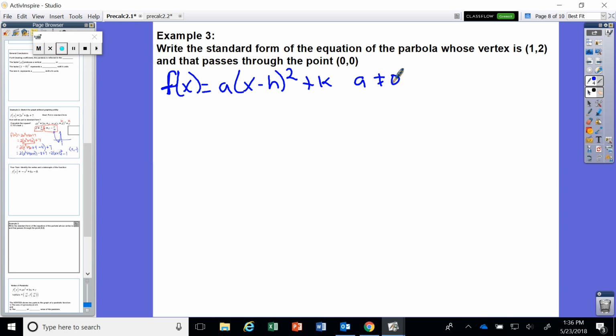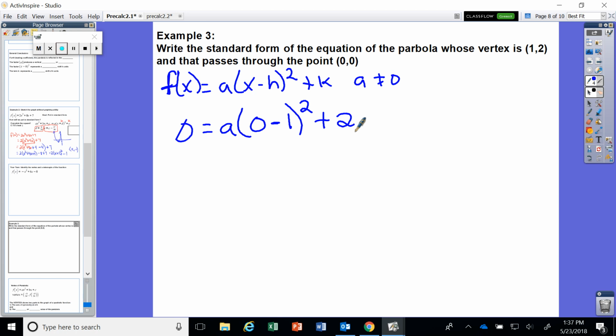Well, let's think about this for a sec. I've been given the vertex, so that means I already know what h is, and I already know what k is, in fact. And the fact that they give us a point (0, 0), what does that mean? Well, that means it goes through the point (0, 0). That gives us one x and one f(x) value that we can utilize. So it says, hey, there is a point at (0, 0), in which we are trying to find what a actually is when it's all said and done.